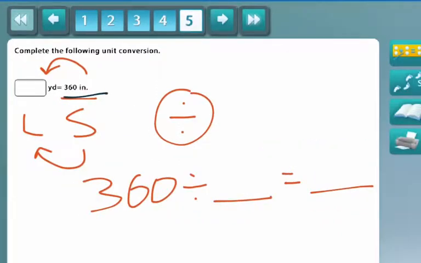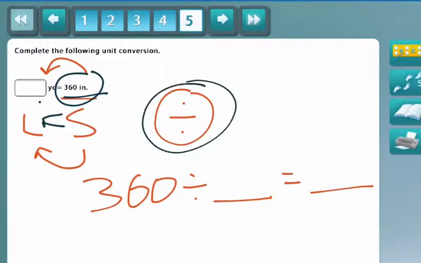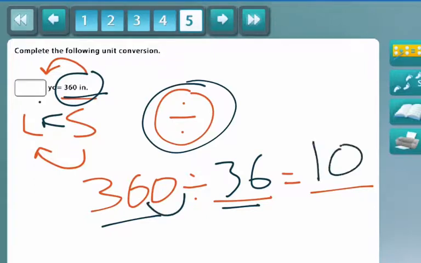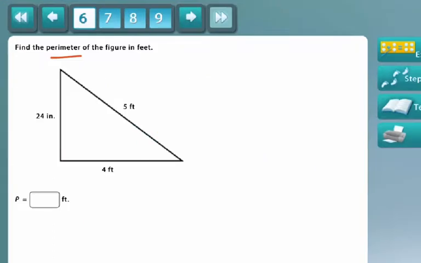Next problem, you're going from inches to yards, so you're going from a smaller unit to a larger unit, so you're going to have to divide. There are 36 inches in 1 yard, so you divide 360 by 36. That's easy because it's just a decimal shift, and you end up with 10. So 360 inches is the same as 10 yards.